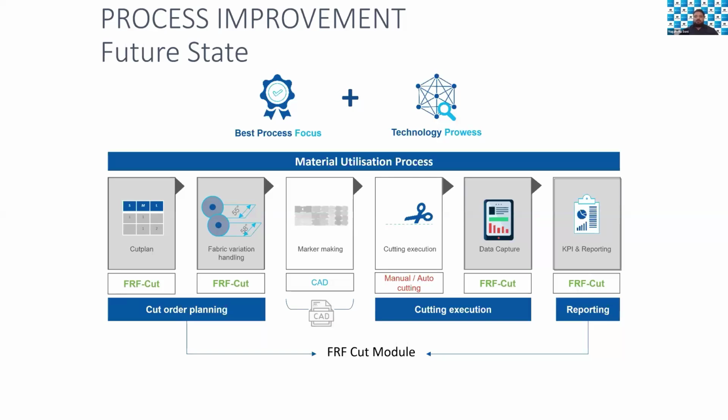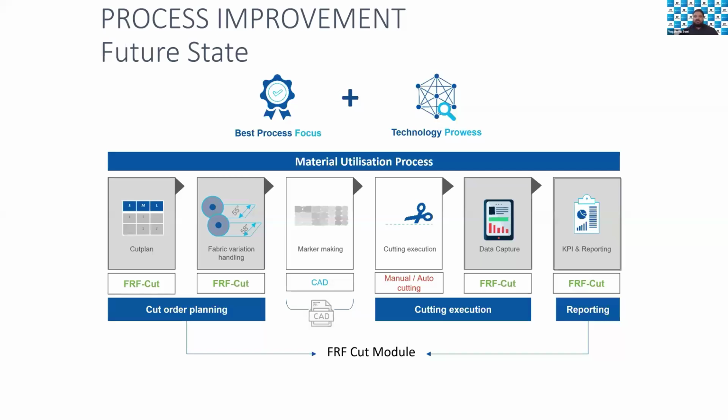So first of all is, as we discussed earlier as well, cut plan and fabric variation handling. With the FRF cut module, we automate both the cut planning and fabric variation. So system will intelligently adapt to differences in fabric widths and characteristics, optimizing the fabric usage. So it will eliminate the manual steps that may incur, and it will significantly reduce fabric waste and improve overall accuracy at the first stage of your planning.